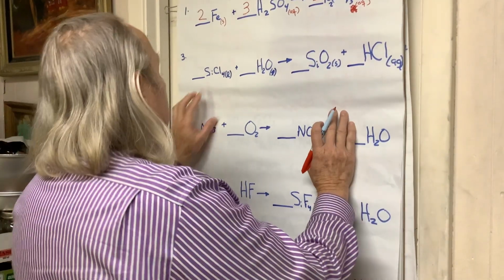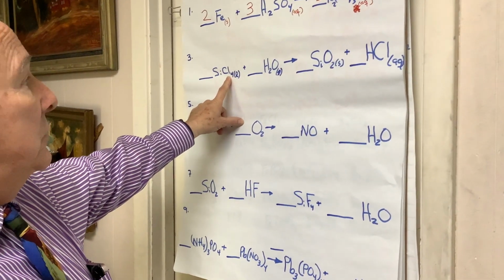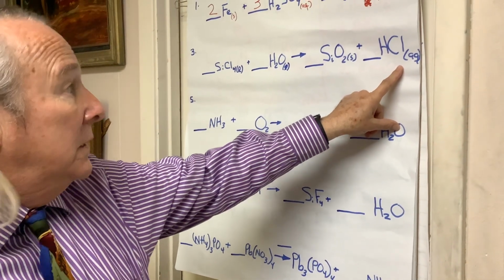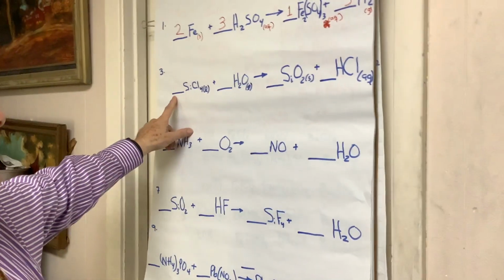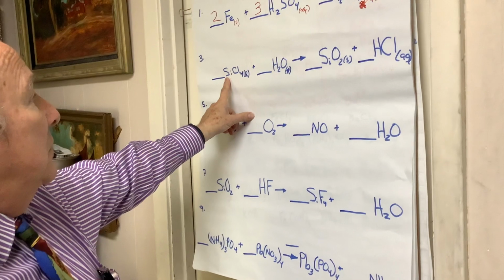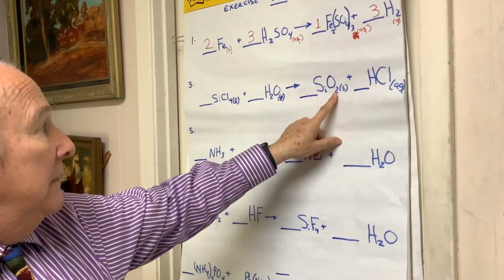So anyway, I have 4 chlorines over here in this compound and 1 over here. So, what am I going to do? If I have 1 of these, I have 4 of these. This has 1 silicon, this has 1 silicon, but I need 2 oxygen.